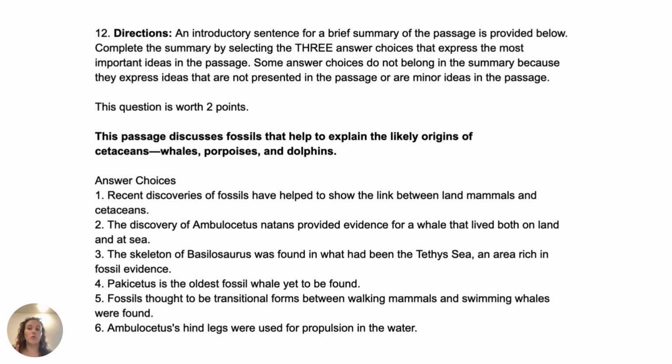Wrong answers can be wrong because they are not factual, or they can be wrong because they're factual, but they are not the main idea. They are a minor detail. Remember that all 3 correct answers are the main idea.